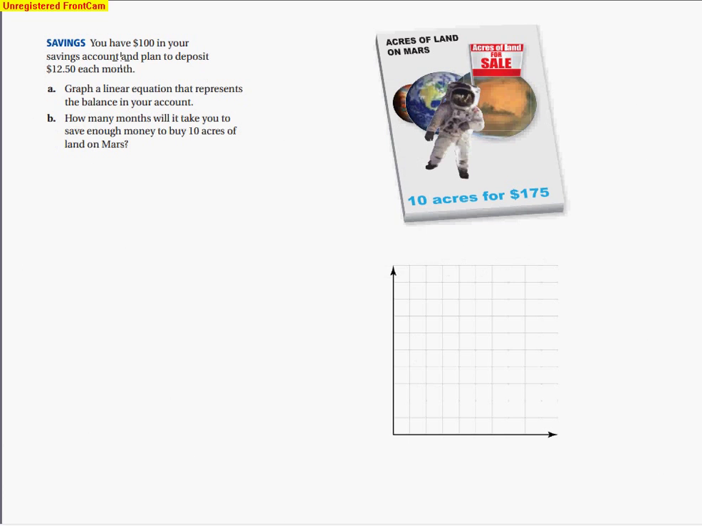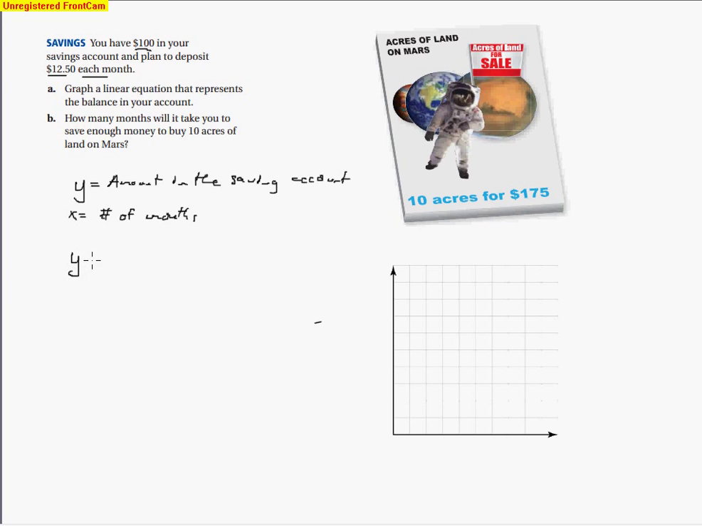So it says you have $100 in your savings account. And then it says you plan to deposit $12.50 each month. So $100 is the initial amount. So y is going to be our amount in the savings account. And then I'm going to say maybe x equals the number of months, and we're going to try to write an equation to match this.